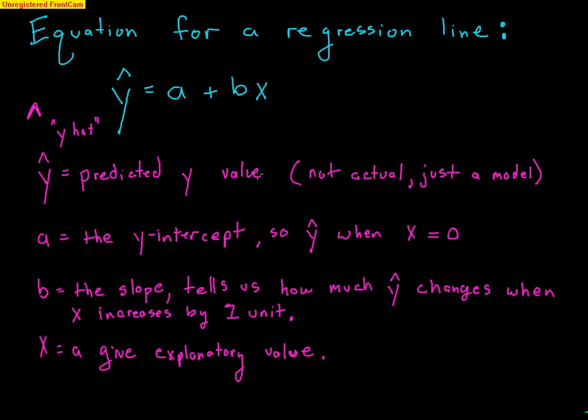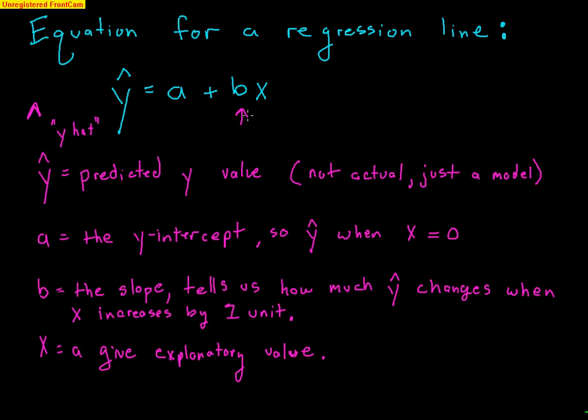B, the number next to the x, is the slope. We don't use m in this class. Please keep that in mind. The slope tells us how much y changes when x increases by 1 unit. So it's what the y changes per x. We'll talk more about that as the video goes on.